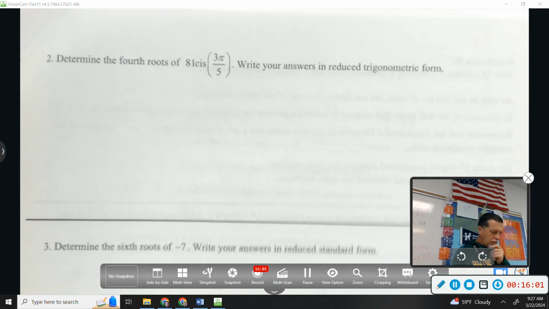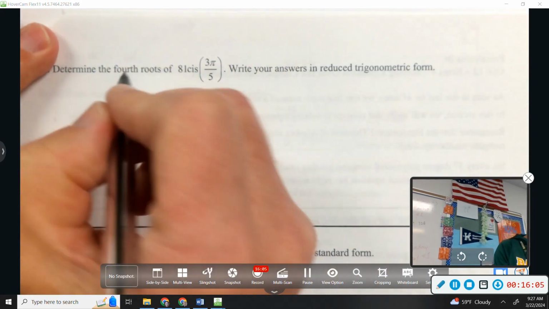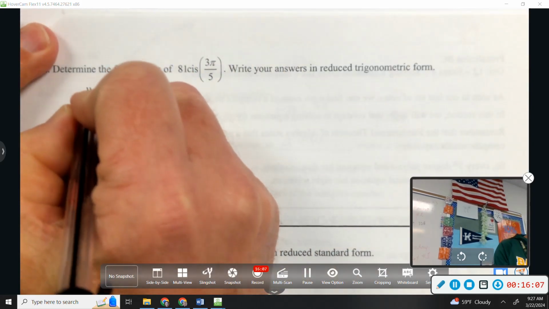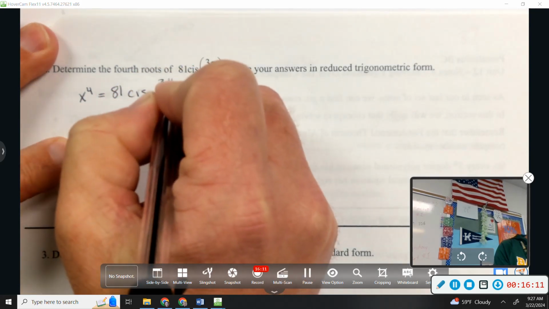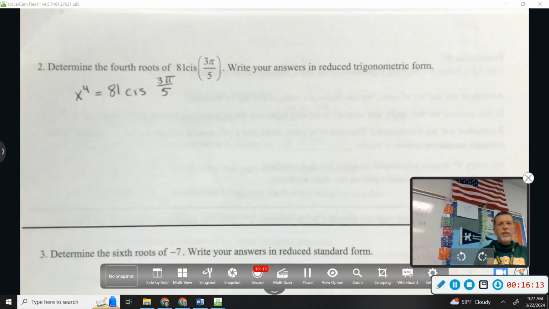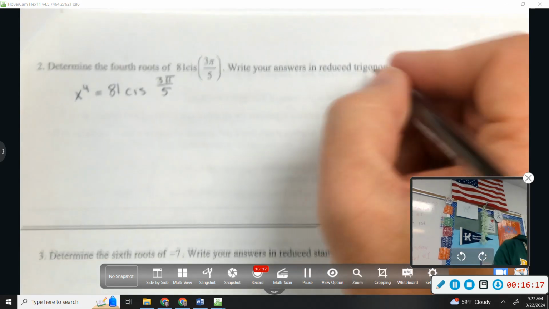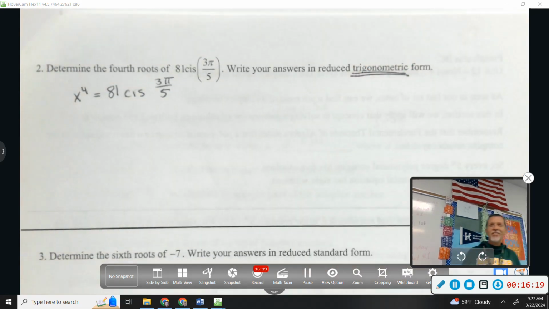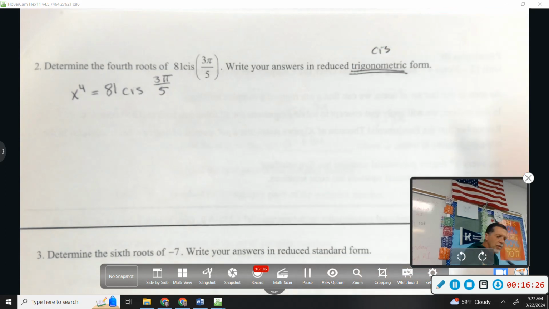We're good. We're going to skip number 4, but we can do number 2. Determine the fourth roots. So that means we have x to the fourth equals 81 cis 3 pi over 5. Write your answer in reduced trig form. Oh, that's a good one, right? Because that means I don't have to do the unit circle stuff. I can leave it in the cis form. So we like this.